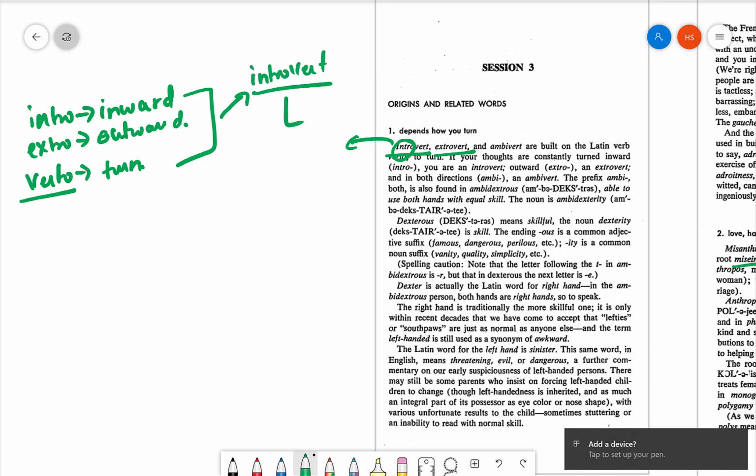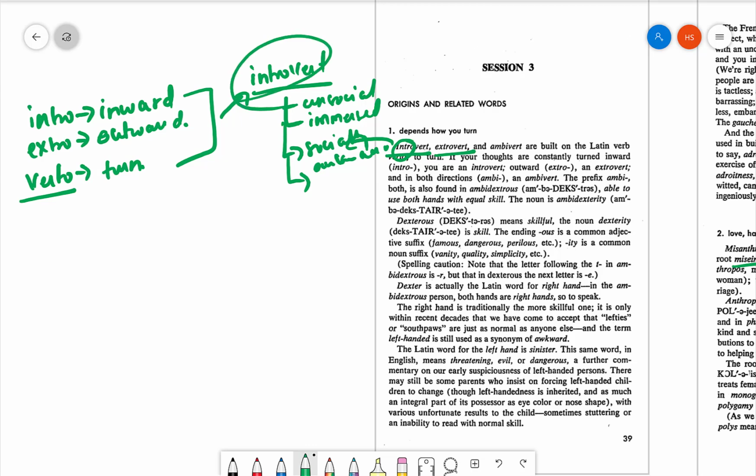Now, what does turning inward mean? Turning inward means a person who is unsocial, who is immersed within himself, who is socially awkward, and doesn't feel comfortable sitting among a group of people. Those kinds of people are known as introverts. Now extrovert is the exact opposite, who turns outward. He or she is comfortable with a group of people, is very social, and their social interactions are high.